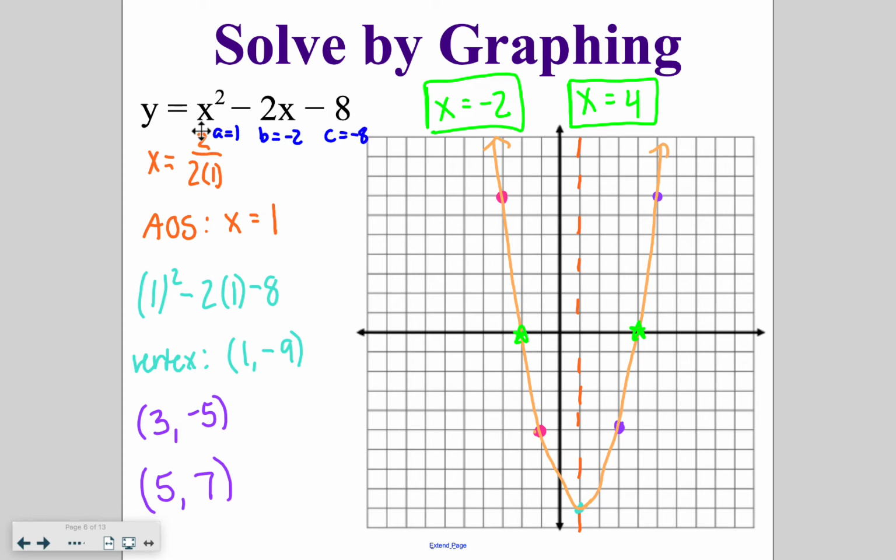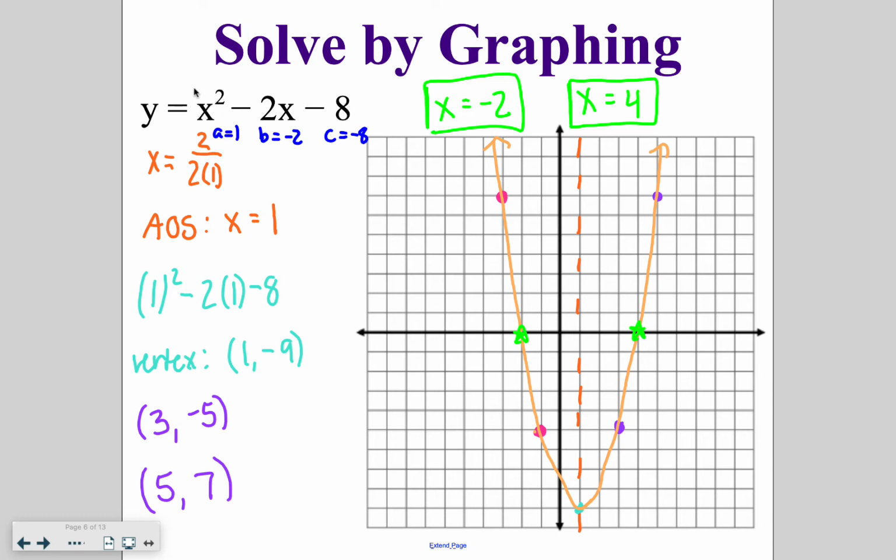So I've got the opposite of B divided by 2A. 2 divided by 2 gives you 1, and we've got that dashed line up and down our graph. Then we plug in 1 and we find that our vertex is 1, -9. So we've got that intersecting point on the axis of symmetry.